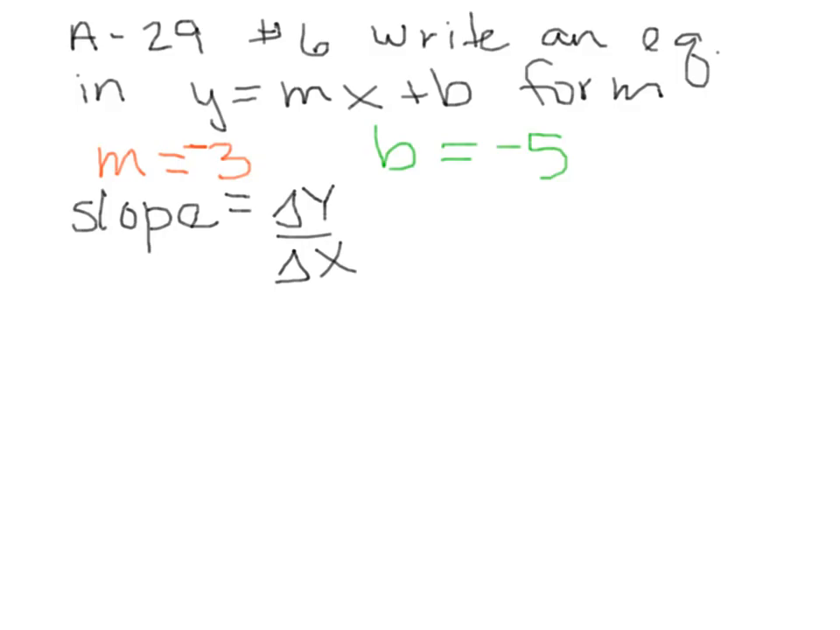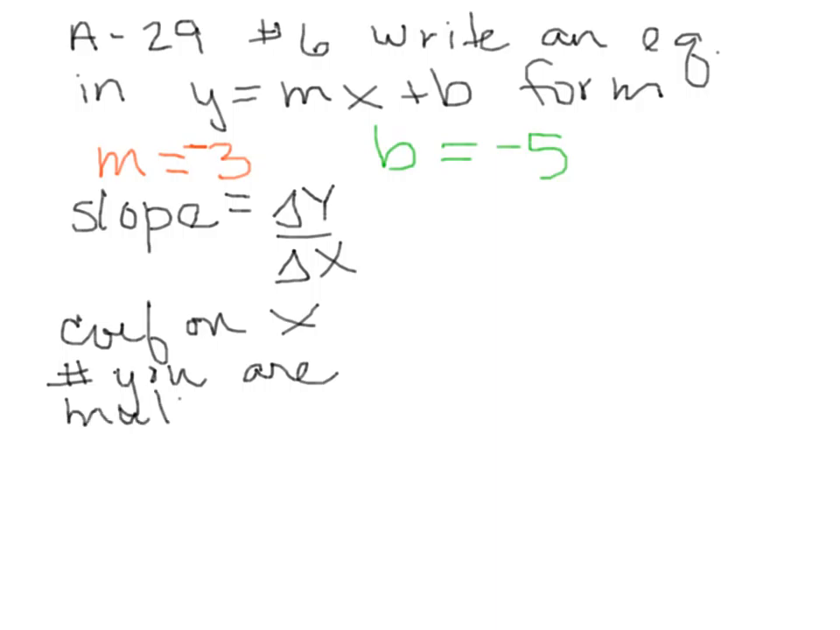In this case here, when I write it in slope-intercept form, which means y is isolated, my slope is always the coefficient on x, which is the number you are multiplying x by. So my equation becomes y is equal to something x, and the number I'm going to multiply x by is my slope, and in this case, my slope is given to be a -3.